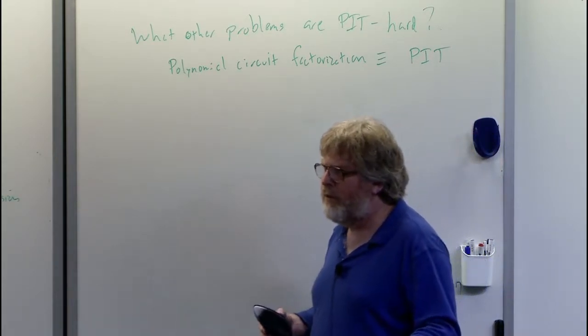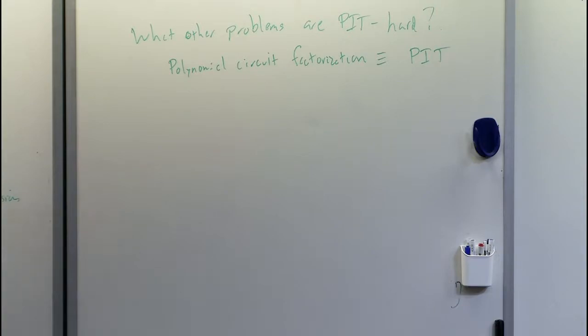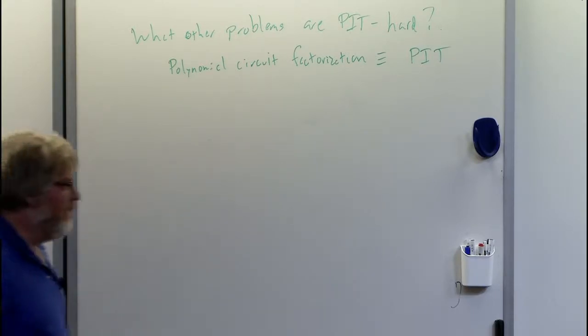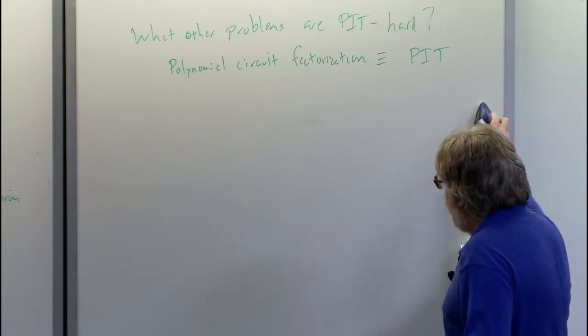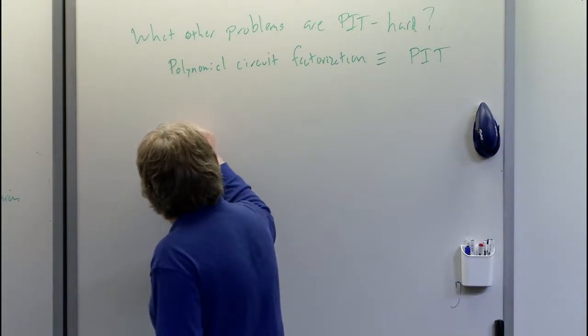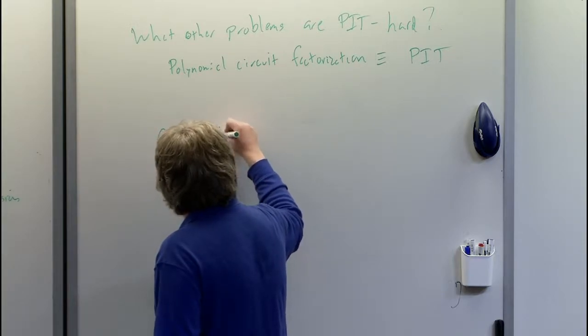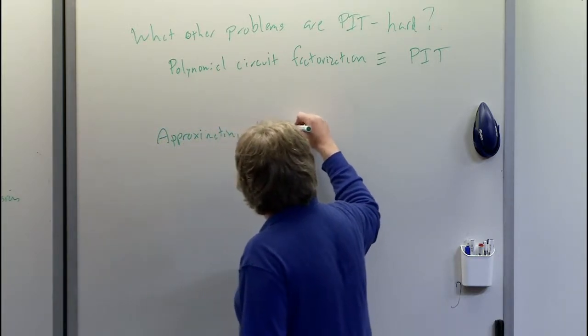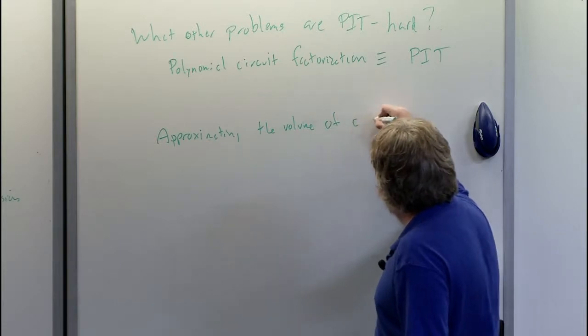Let me tell you one such problem where it has a kind of possible meta-algorithmic interpretation, at least. I think it would be a really cool result if we could show that some version of this problem is related to de-randomizing polynomial identity testing. And that's approximating the volume of a convex region.